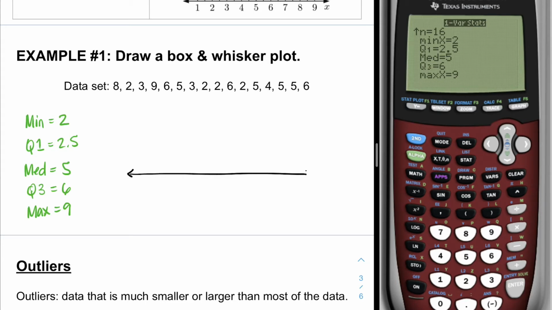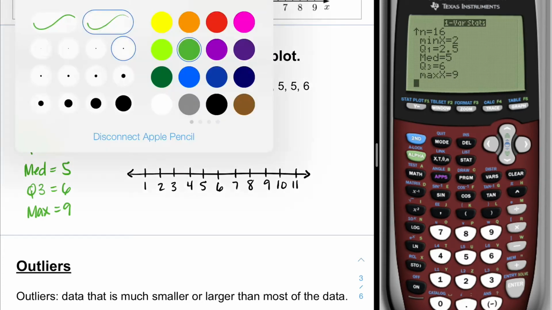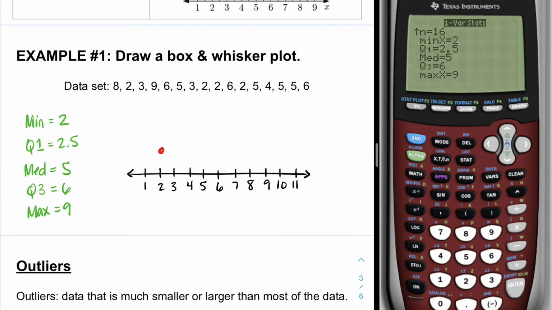we always use a number line. So if I have 2, 3, 4, 5, 6. Okay, so let's say I want to start with 1, 2, 3, 4, 5, 6, 7, 8, 9, 10. Okay, so my minimum is going to go where the 2 is. My maximum is going to go where the 9 is.